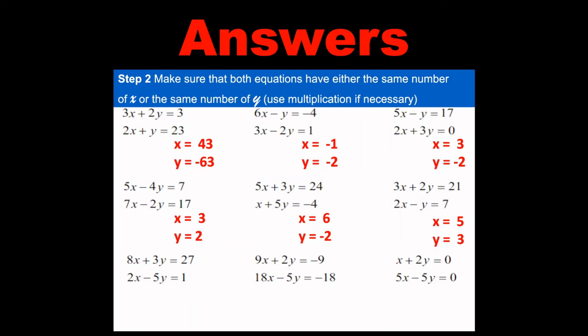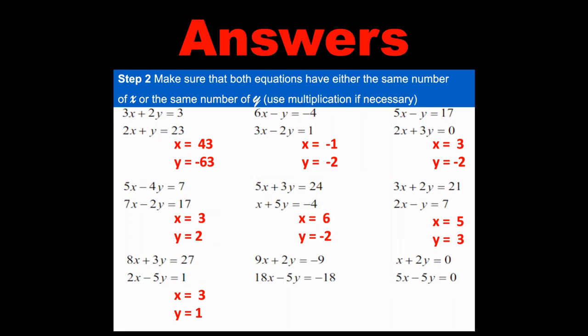For question 7, it might be easier to match your x's here. We could easily multiply the second equation through by 4 to get 8x. If you did that, you could eliminate your x's and you should find that y is equal to 1, and then use y is equal to 1 to find your x value. X should be 3.